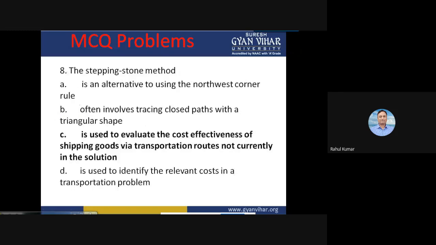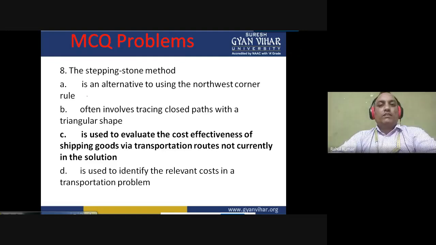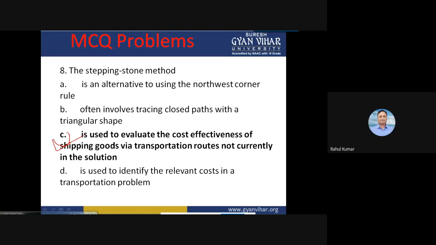The stepping stone method is an alternative to using the northwest corner rule. Stepping stone methods often involve tracing a closed path with a triangular shape. A closed path is used to evaluate the cost effectiveness of shipping goods via a transportation route not currently in the solution. So this is the right answer for this question, right?